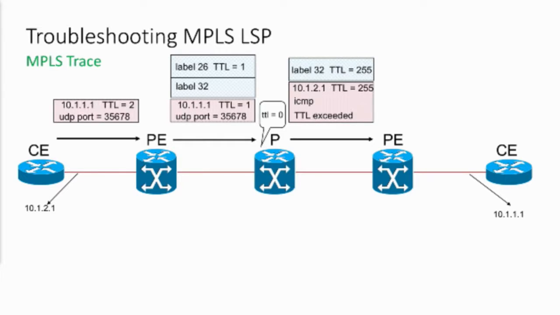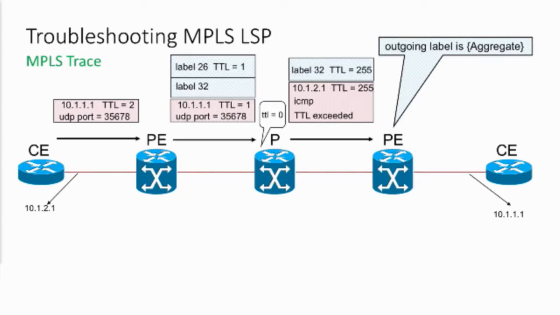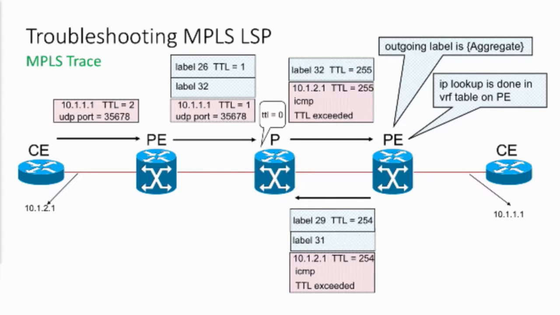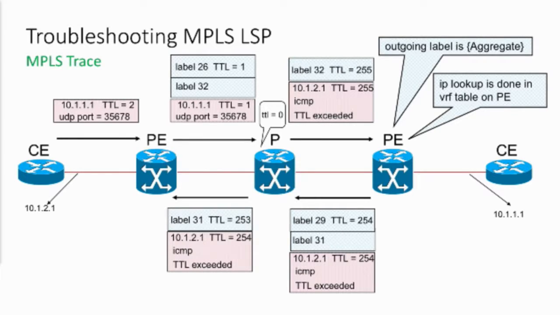Now remember, usually when you have a TTL exceeded, it goes back to the source. But the ping was initiated by the C router. So instead of sending it back to the source, it will be forwarded across so that it can be sent back from the remote C router. The reason being, you do not have control or access to the prefixes in the service provider core network. So for the outgoing label, you have aggregate, and the IP lookup is done in the VRF. On the return side, the TTL value is decremented, 255 to 254, the same as the next hop. But remember, the underlying packet was initially a UDP packet, and now it's just ICMP TTL exceeded.